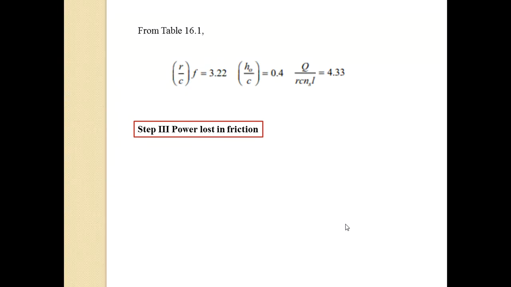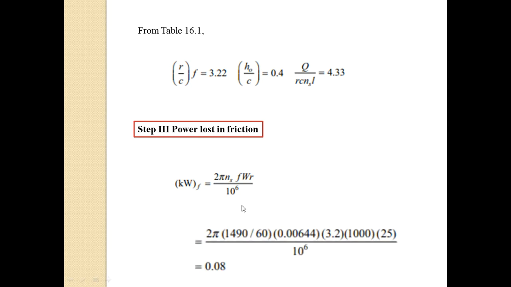Step 3. Power lost in friction. Now, first power loss due to friction, kW of F is equal to 2 pi Ns into F into W into R divided by 10 raised to 6. So this is the formula. This power lost in friction is equal to 2 pi, which is a constant term, Ns, which is given in the problem statement, into F into W into R divided by 10 raised to 6.